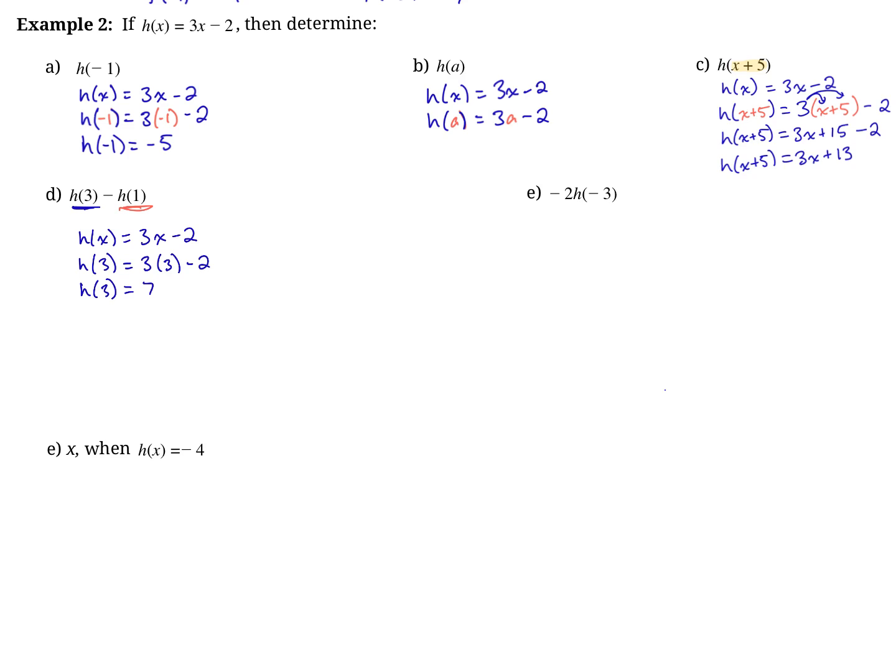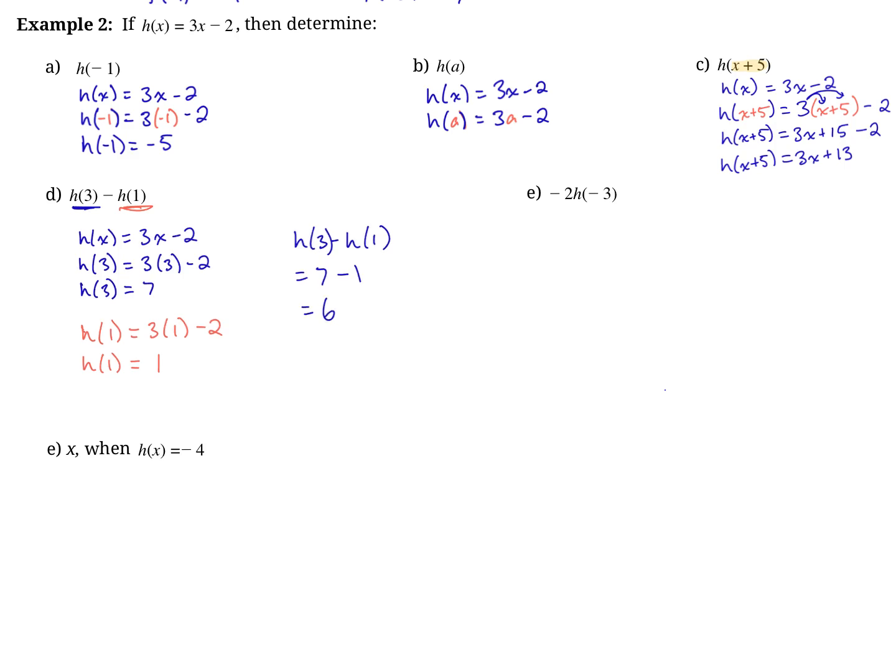And h at 1, I'm going to skip a step here. So h at 1 is equal to 3 times 1 minus 2. So h at 1 is equal to 1. Now we're looking for h at 3 minus h at 1. So h at 3 minus h at 1 is just 7 minus 1, which is just 6.